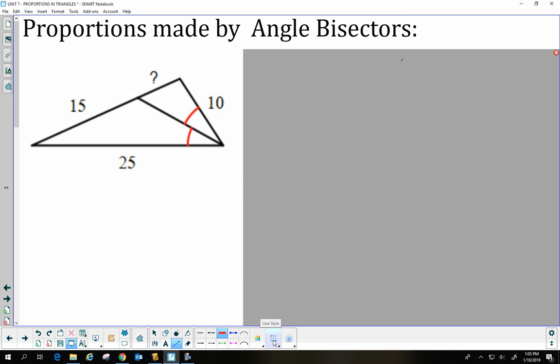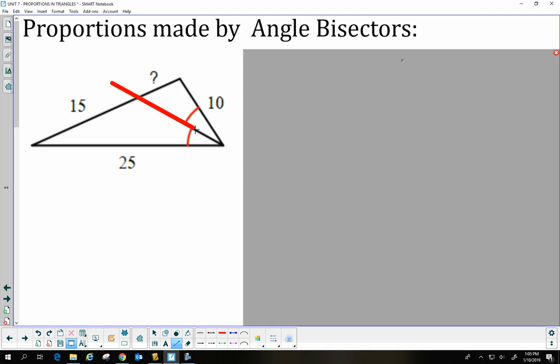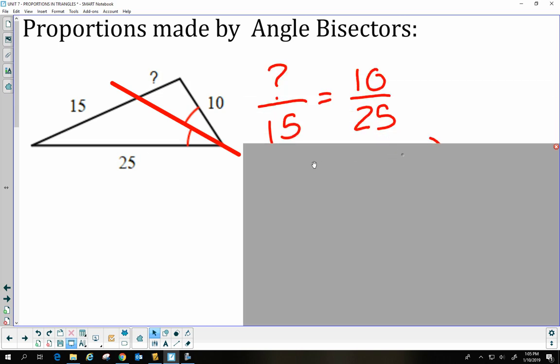There's a whole bunch of proportions we can write, and I'm going to try and just show you the simplest one. What I like to do is to draw my angle bisector a little bit longer. And so I can see this segment is getting cut into two parts. And when I look at this, it sort of looks like a fraction. It sort of looks like question mark over 15. And then these two sides are getting split by this angle bisector, and it sort of looks like a fraction, 10 over 25. And so that's a proportion that exists because of this angle bisector.